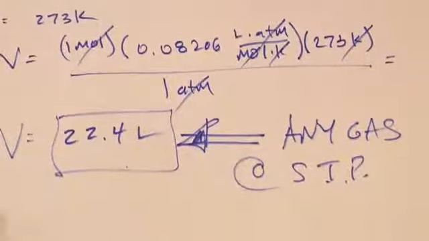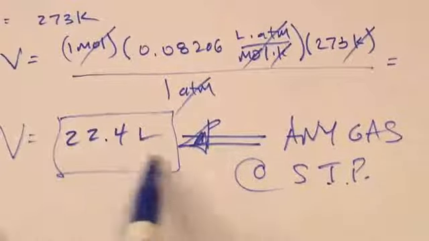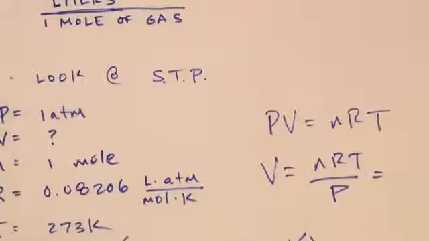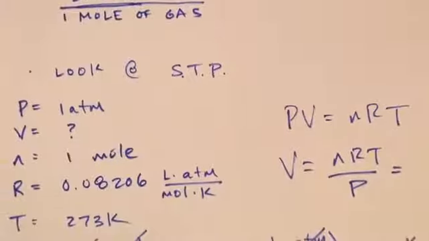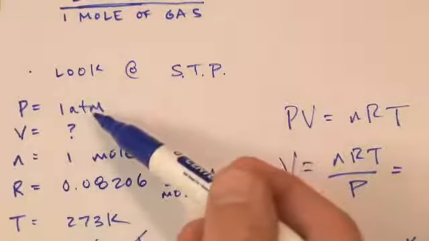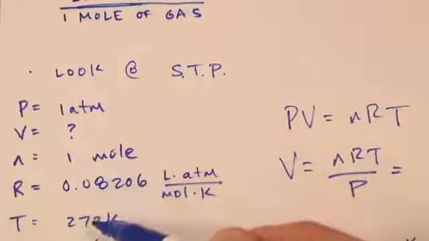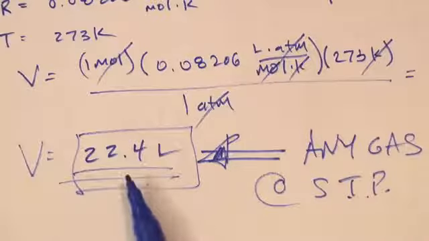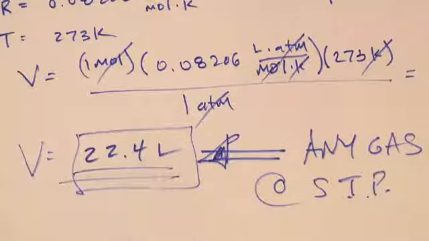Any gas at standard temperature and pressure occupies 22.4 liters, and you should memorize this number and know where it comes from. Now, there could be a molar volume for a gas at a different set of conditions, a different pressure, a different temperature, or a different number of moles, of course, but then it wouldn't be called molar, because molar means per 1 mole. But this is the standard temperature and pressure molar volume, 22.4 liters.